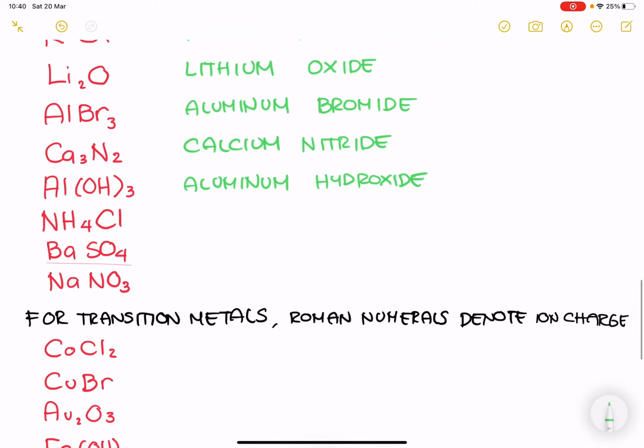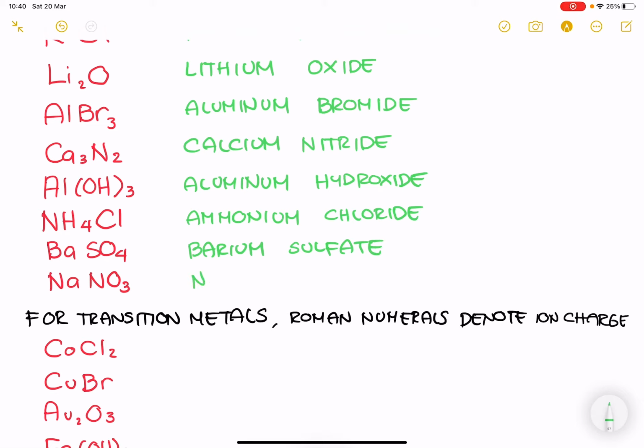Next one, NH4 is called ammonium, and then the non-metal ion is chlorine, so we call it chloride. Next, barium. Beside barium, it's a sulfate ion. We call it barium sulfate. And lastly, we have sodium bonded to nitrate. We call it sodium nitrate.